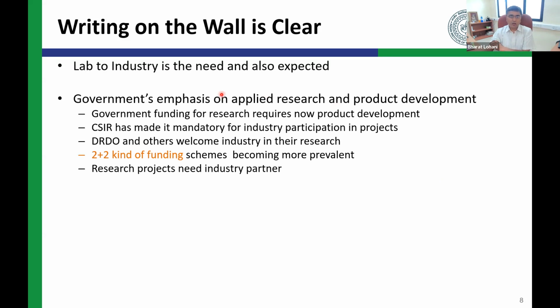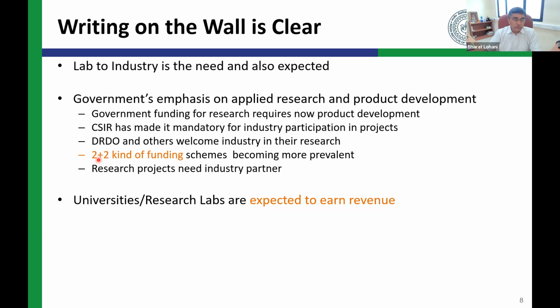Because of this, as you might have also seen, the government is emphasizing more applied research and product development. There are many opportunities in government research funding, but in all the research funding now they are asking what the commercial aspect of this is. They are also asking whether the research that we are doing is being done with an industry partner or not. You might be aware of the 2+2 kind of funding. 2+2 is when a university and an industry from India can collaborate with a university abroad and an industry abroad. So that is the 2+2 kind of scheme. Many of those schemes are available.